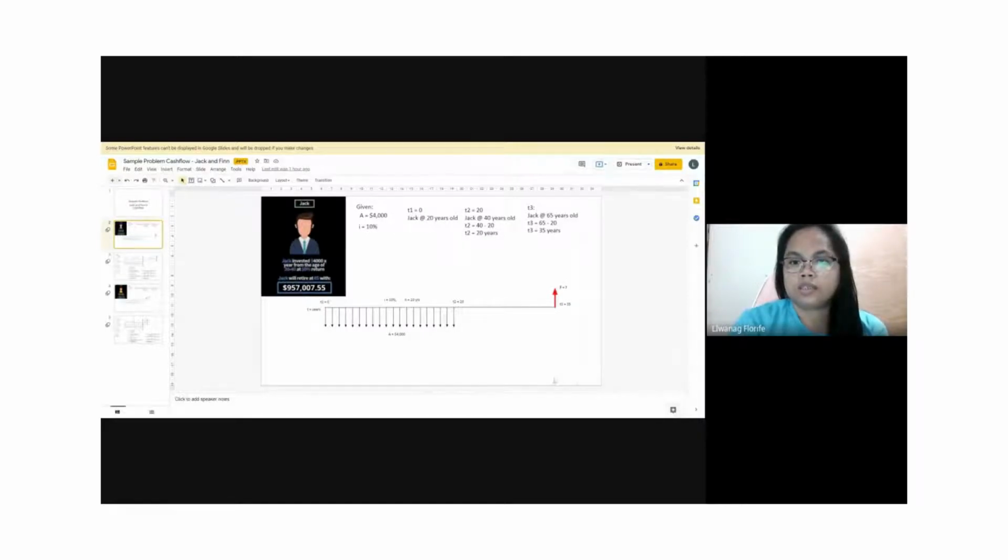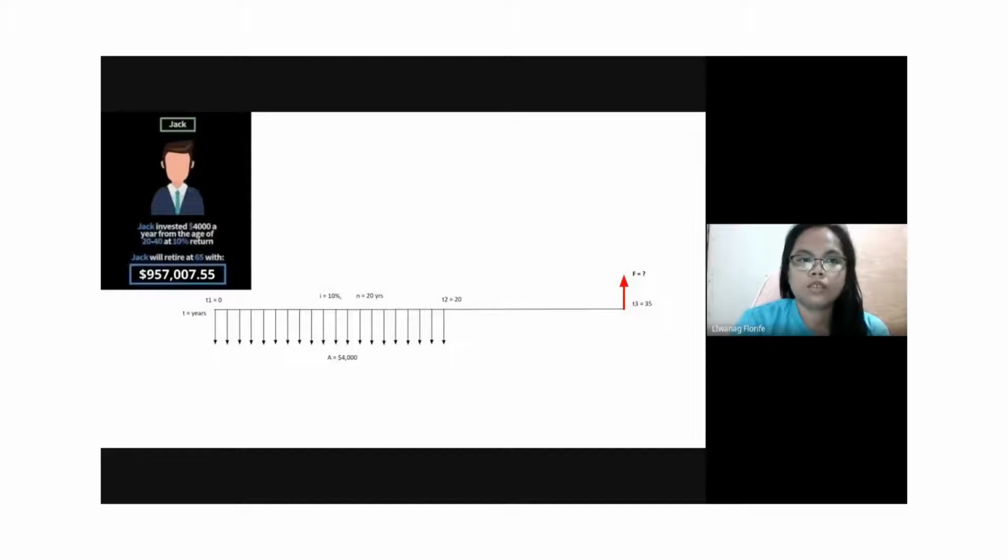So this is the figure that shows Jack's investment. Jack invested $4,000 a year from the age of 20 to 40 at 10% return. Jack will retire at 65 with a total money of $957,007.55. And this is the cash flow diagram showing Jack's investment and his money at the age of 65.